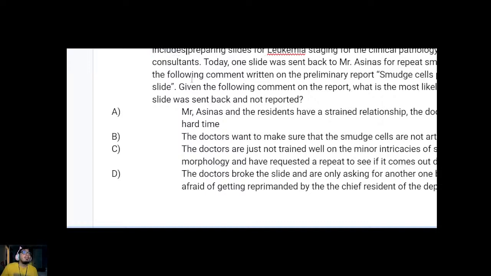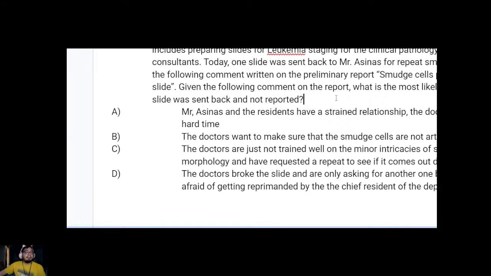Okay? Alright, so V. Asinas, RMT, has been working in the clinical laboratory at the heart of Metro Manila. His work includes preparing slides for leukemia staging for the clinical pathology residents and consultants. Today, one slide was sent back to Mr. Asinas for a repeat smear and staining with the following comment written, smudge cells present. Please redo the slides. Given the following comment on the report, what is the most likely reason why the slide was sent back and not reported?